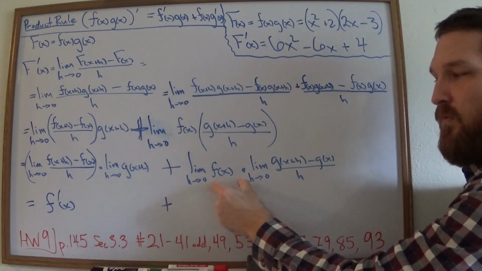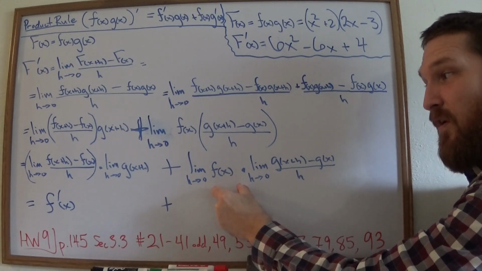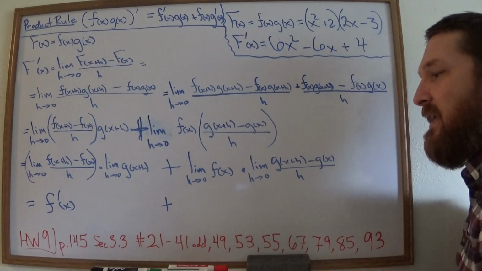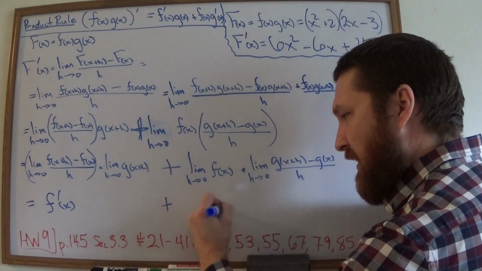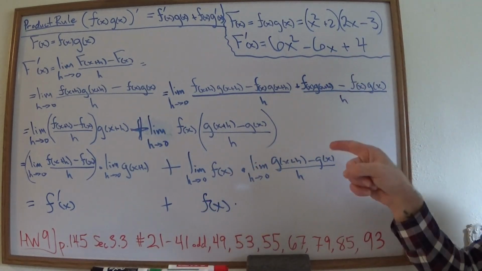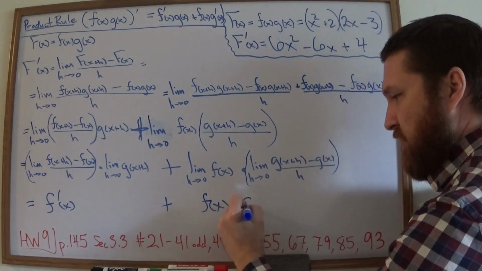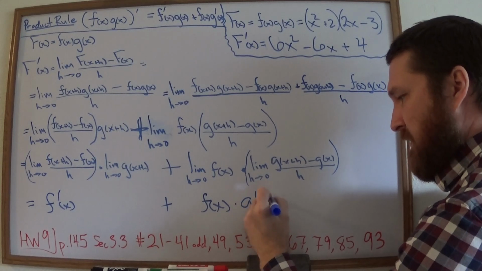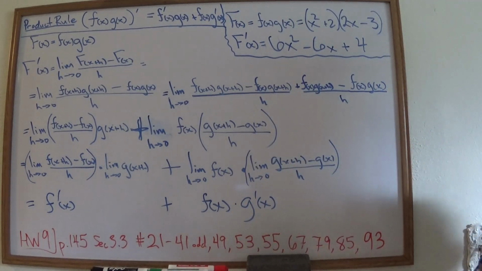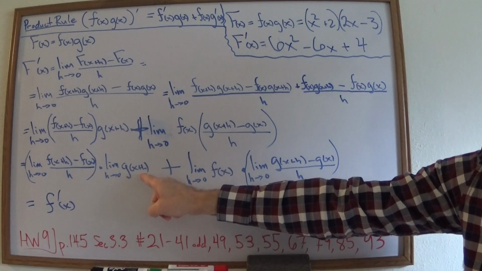H does not care about 25. As far as h is concerned, this is a constant. And so this just works out to be f of x times, what's that? The derivative of g. That's g prime of x, because we're assuming it exists. Now what about this?